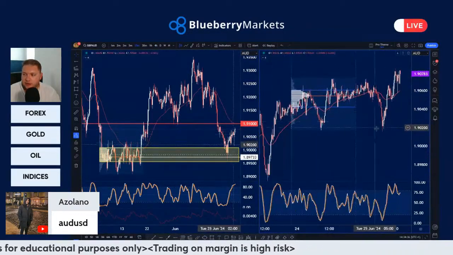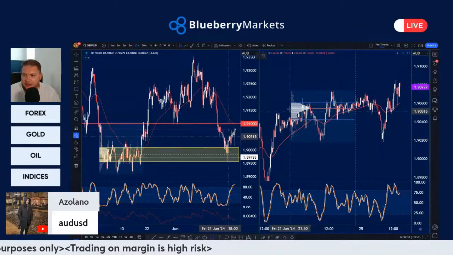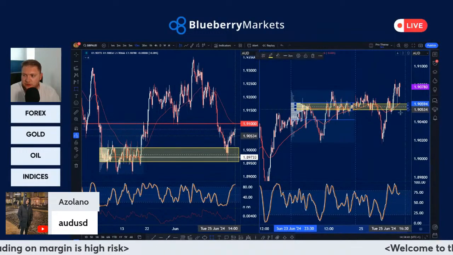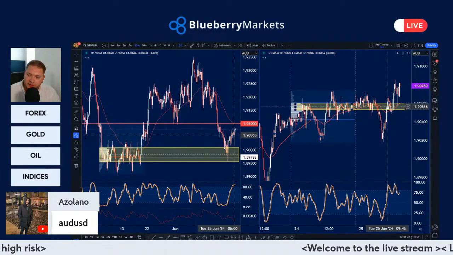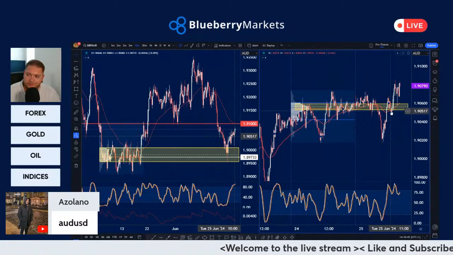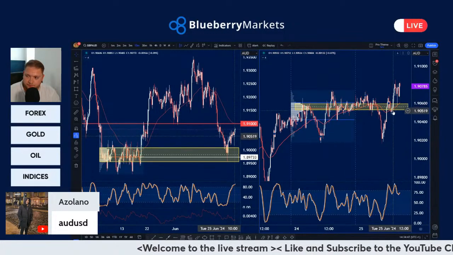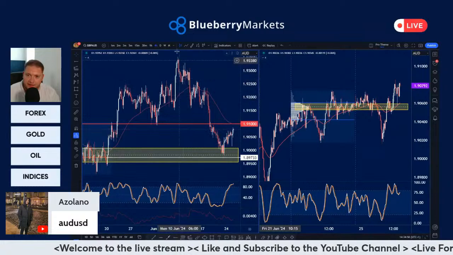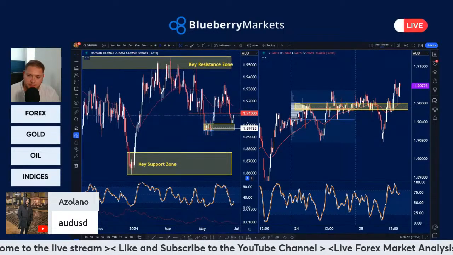So pound Aussie I quite like. I was looking potentially at this area here to get short. We broke out of it. The market came back into it. But I didn't like the setup, mainly because the daily chart is pulling back.